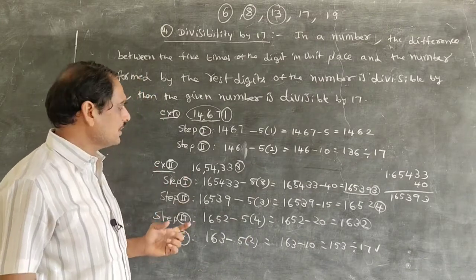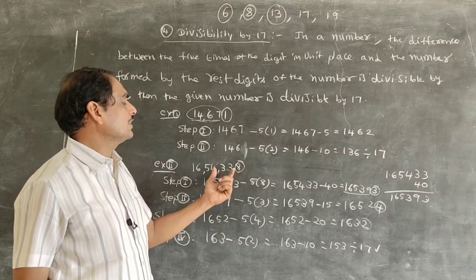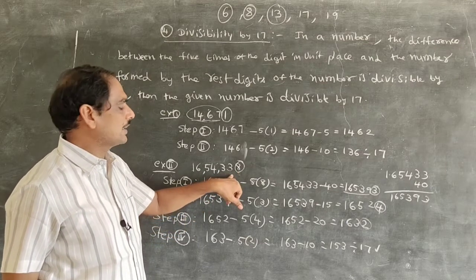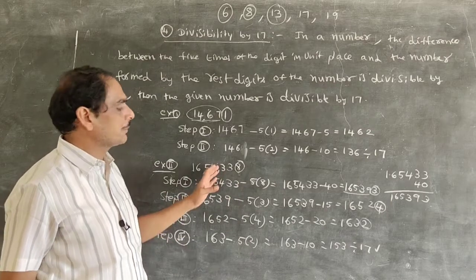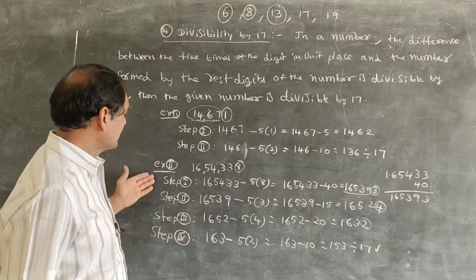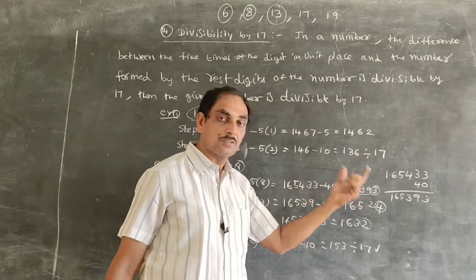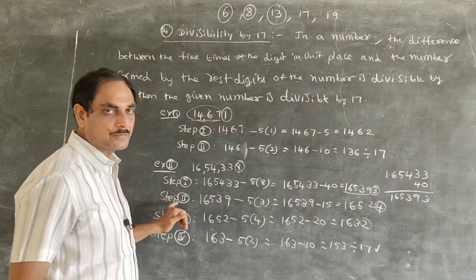Next, example 2. This is a big number. Here also we take the difference of 5 times the unit digit and the number formed by the rest of the digits; if it is divisible by 17, then the number is divisible by 17. In this there are 4 steps. If we know in step 1 that it is divisible by 17, then we need not go to step 2.